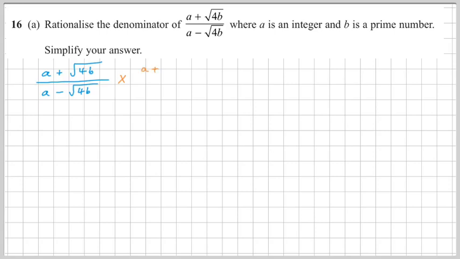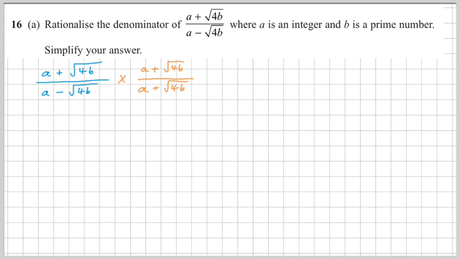We're going to multiply by a plus square root of 4b over a plus square root of 4b, and I've got that from here. We look at the denominator, ignore the numerator. The fact that these are equal to the numerator is a complete coincidence. We need to look at the denominator only and simply change the sign here. That's a minus, so here it's a plus, and here it's a plus. If that was a plus, then this would be a minus, and this would be a minus. That's all you need to change.